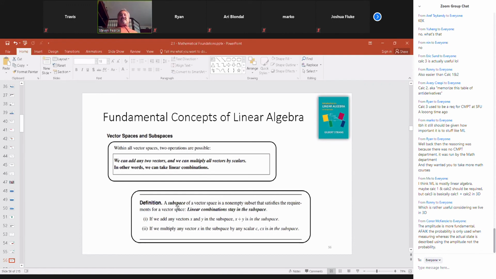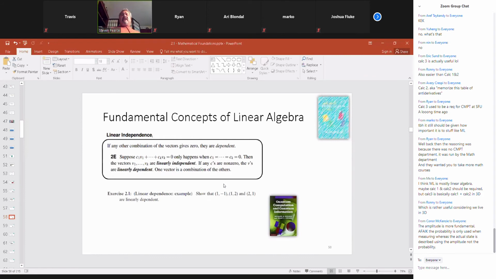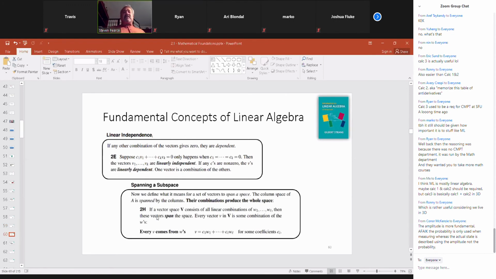And there's a thing called a subspace, no need to go into that. Linear independence, that's pretty obvious what linear independence means. If any nontrivial combination of vectors gives zero, then they are dependent. So here's a good example out of the textbook right here. Show that these vectors are linearly dependent. And it's true because you can add them together and get the zero vector. That should be straightforward. This is just review.